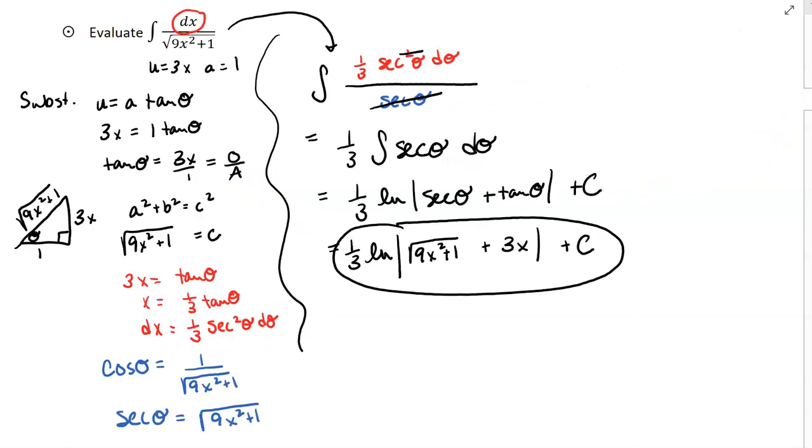So just to kind of zoom out so you can see the whole problem, we figured out our substitution, we built our triangle, we found the pieces that we needed, and we integrated and then converted back to x.